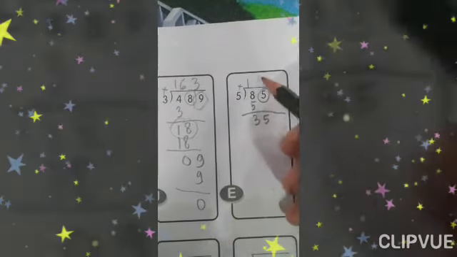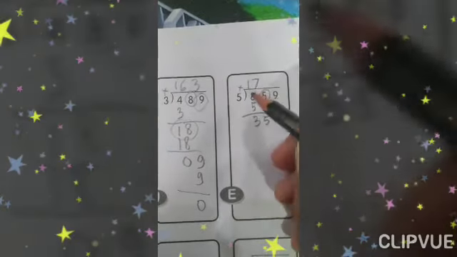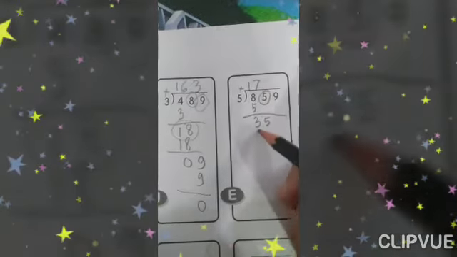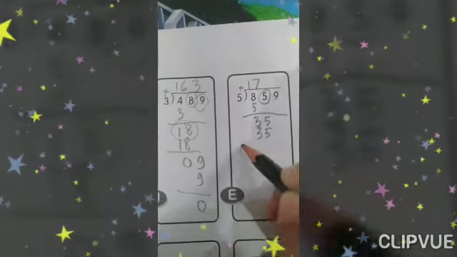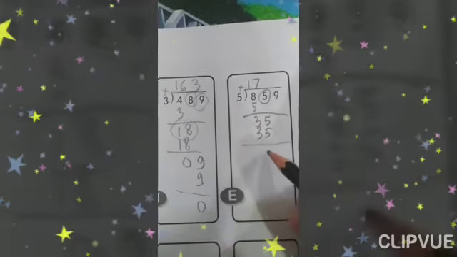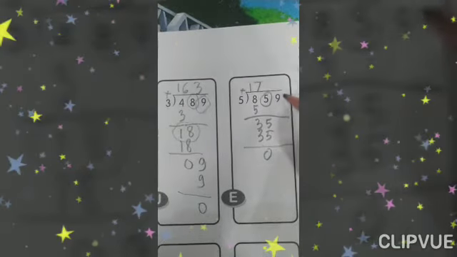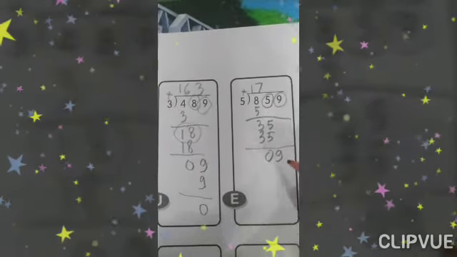35 divided by 5 equals 7. We check: 5 times 7 equals 35. Okay, 35 minus 35 equals 0. And then the last, divide 9. 9 divided by 5 equals 1.